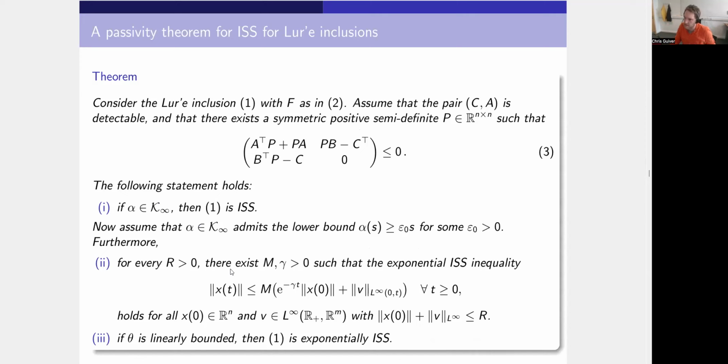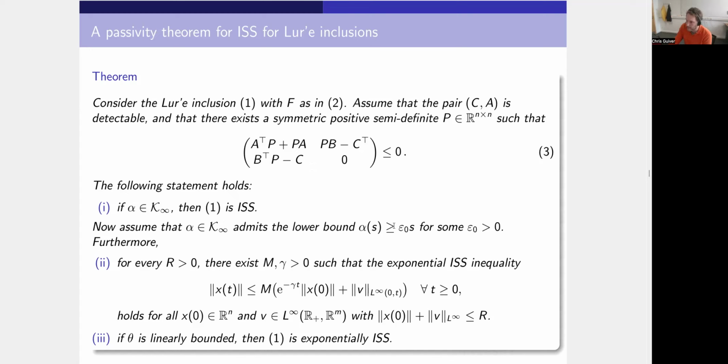So we have our first theorem. We have our Lur'e inclusion 1 with our class of correspondences f in 2. The pair CA is assumed to be detectable, and there is a positive semi-definite solution to the shown matrix inequality. This is a bit like positive realness, basically. It's a sort of state space positive realness property. Okay, the following statements hold. If my lower bound for my sector belongs to K infinity, so I get a rate of growth for my lower bound sector, then my Lur'e inclusion is ISS.